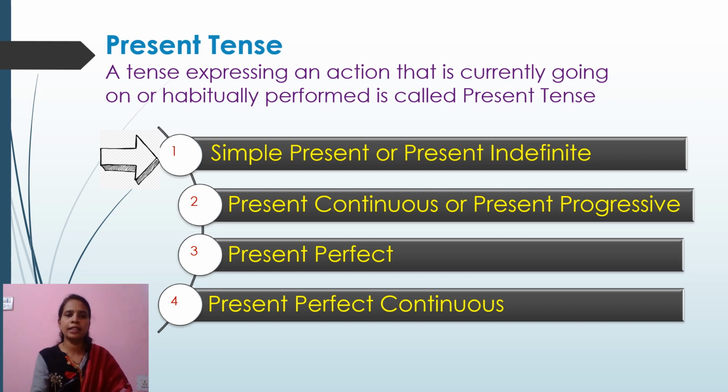Present tense: a tense expressing an action that is currently going on or habitually performed is called present tense. Present tense has again been classified into four types. The first one is the simple present or present indefinite tense. The second one is present continuous, also called progressive tense. The third one is present perfect tense. And the fourth and the last is present perfect continuous tense.